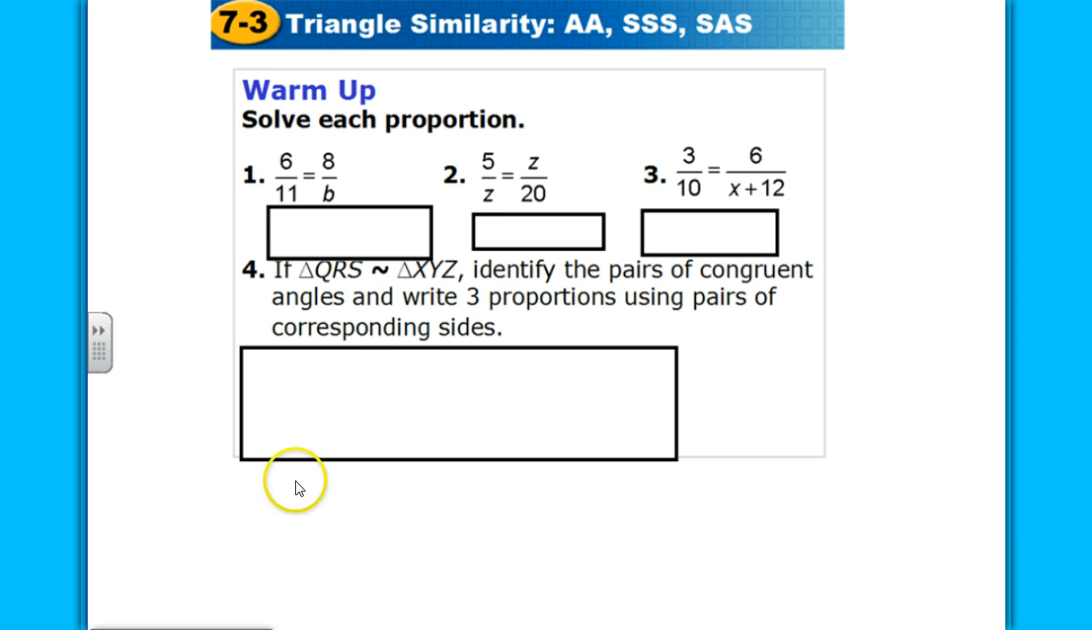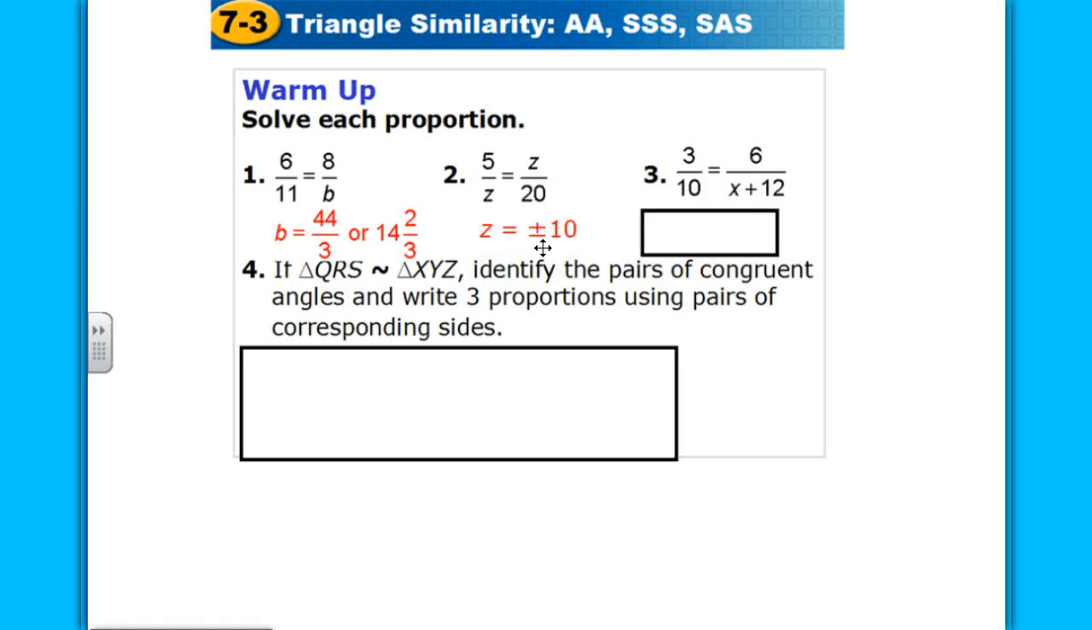So, okay, number 1, your answer is? Kara, what is it? I got b equals 14 and 2/3. Good. So it was 44/3, so you had to divide. Number 2, Matthew. Say the correct answer. It is? Not just 10, but you could say plus or minus, couldn't you? Right? Because z squared equal to 100, don't forget there is a negative root.